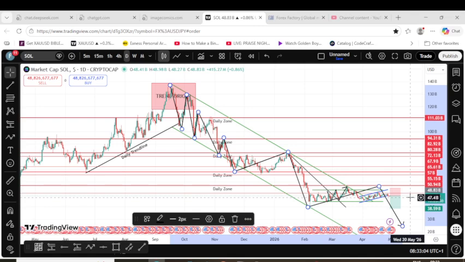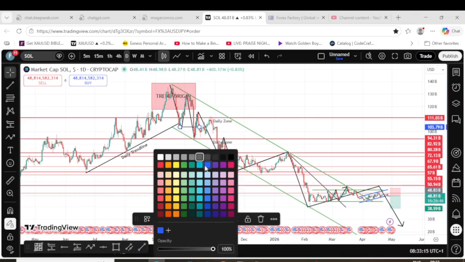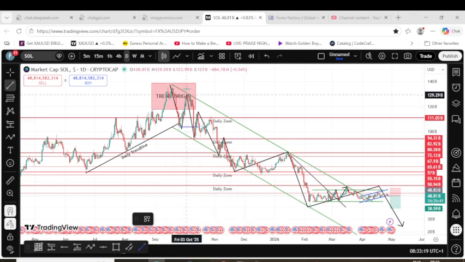So let's continue identifying our market structure. Now we're going to be drawing out our swing highs and our swing lows. We'll be using lines to identify them to make them much easier to compare, so you see price action instead of just a line drawn across the chart.